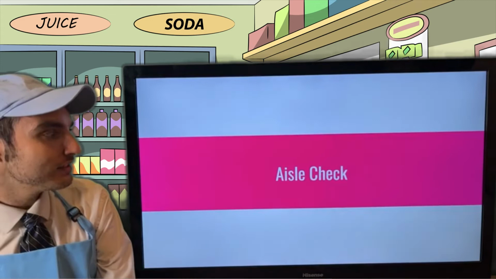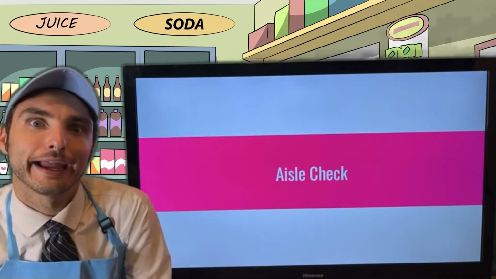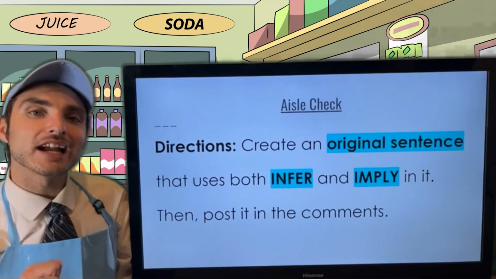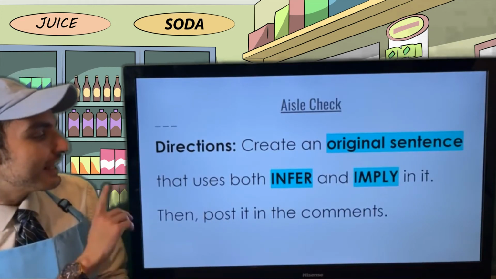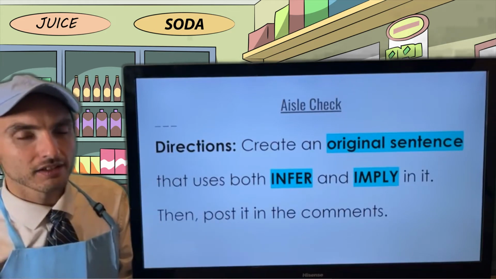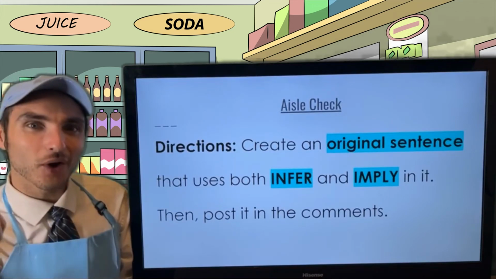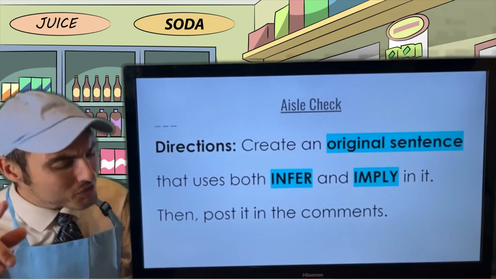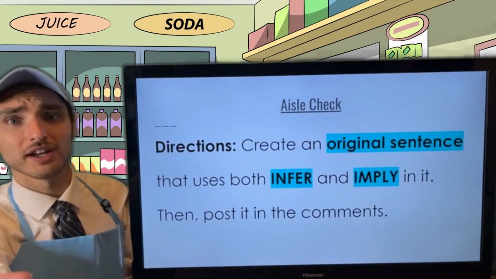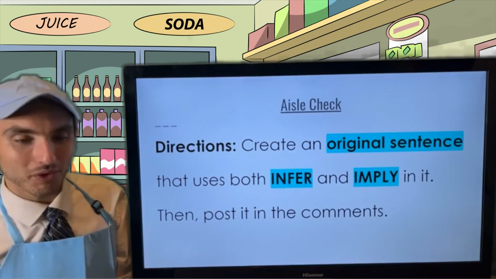So, with that in mind, I think we need to do an aisle check. For this week's aisle check, here's what I want you to do. Go ahead and create an original sentence that uses both infer and imply in it. Can you use both of these words in one sentence? We'll find out. And once you do that, do not forget to post it into the comments section. That's how you become a Grammar Goodie. And that's also how you get a Grammar Goodie sentence shout out of the week.